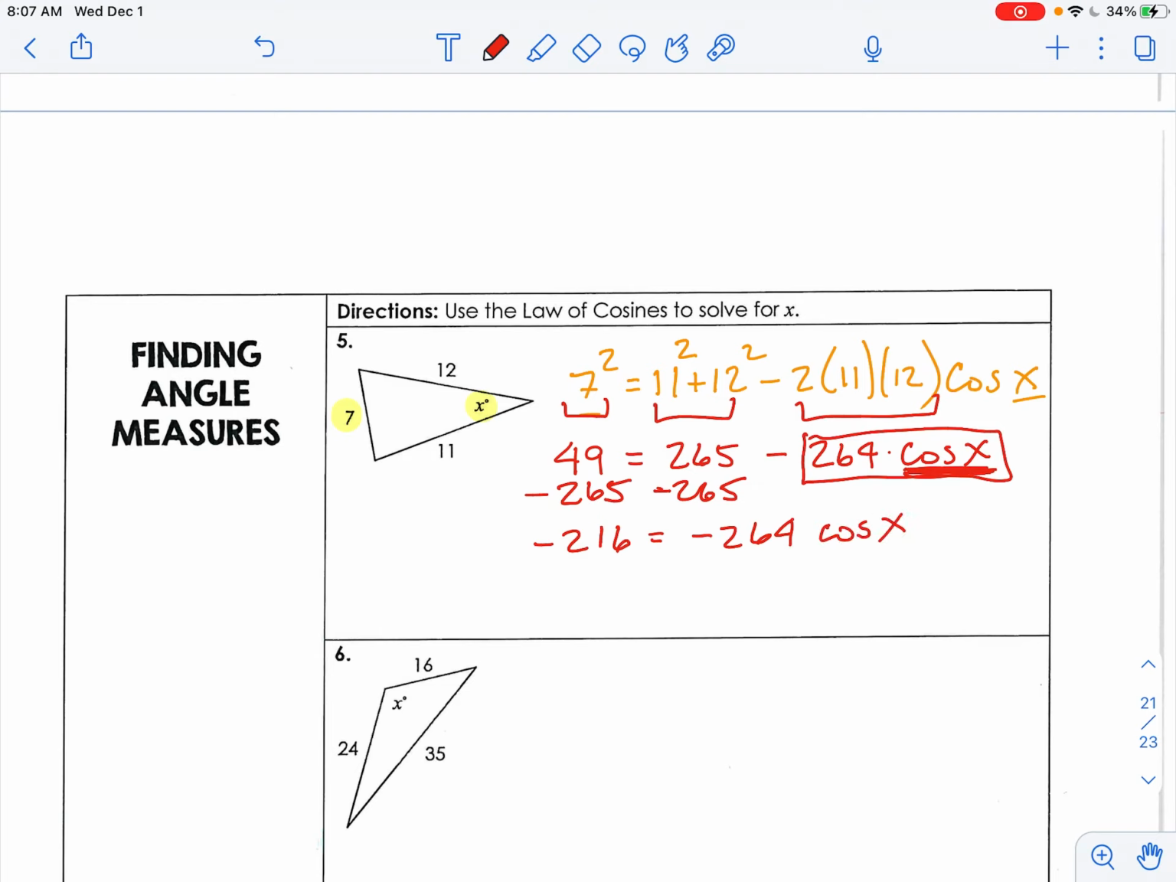See how I got that? So I'm going to subtract first. Now again, if I'm solving for cosine x, what's my next step? I'm going to divide both sides by negative 264. So if I divide both sides by negative 264, you're going to get cosine x equals, we're going to keep a bunch of decimal places, 0.8182.